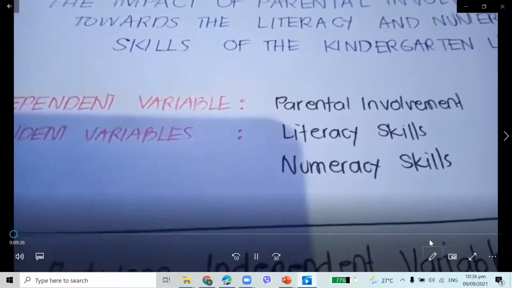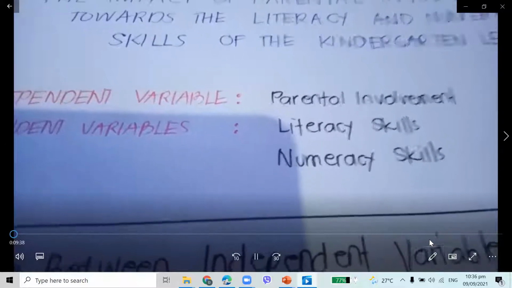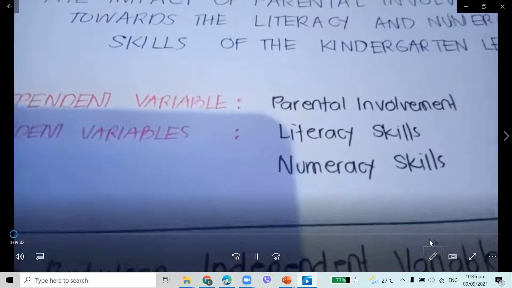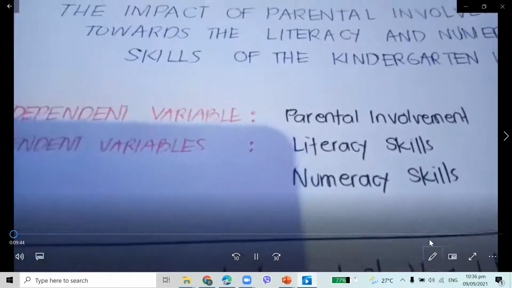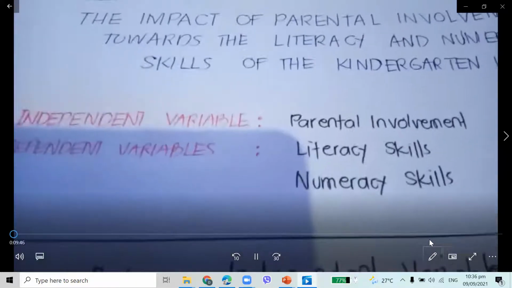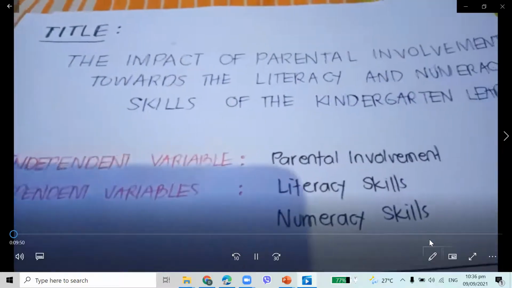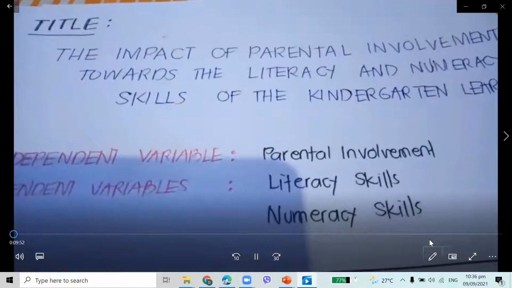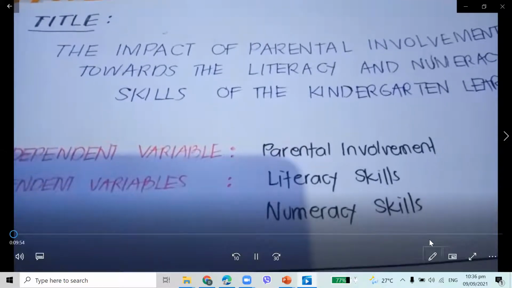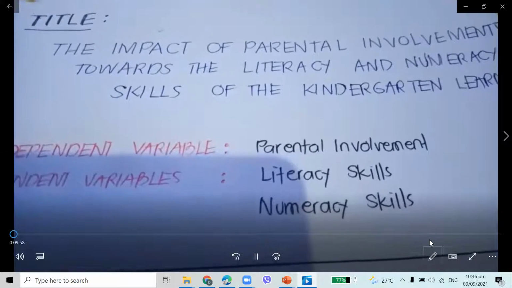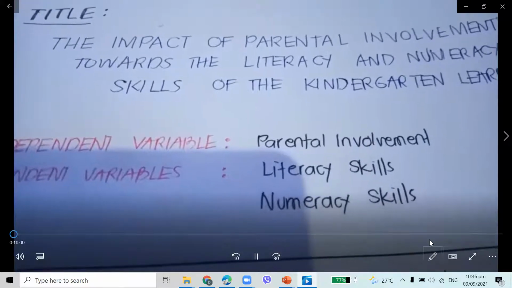And if they have high or low involvement, then what would be the effect on the literacy and numeracy skills of their kids? Okay, so these are the independent and dependent variables of our sample research title. It is of paramount importance that the dependent and independent variables of your study are properly identified.